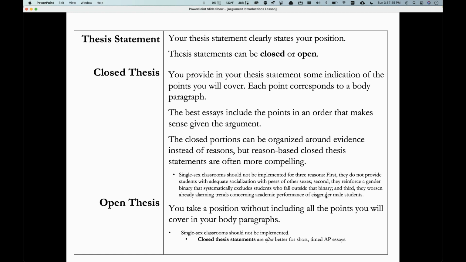So in general, if I have to write an argument of any kind or a paper of any kind, where a thesis statement of some kind is required, I'm going to use a closed thesis statement.